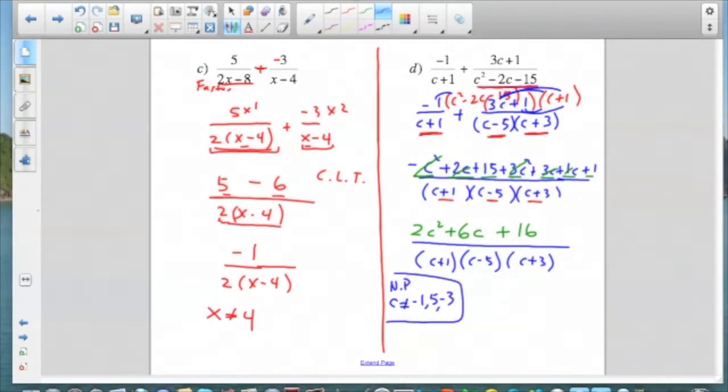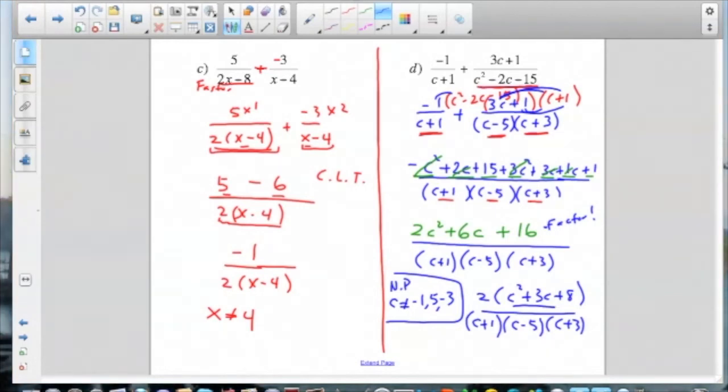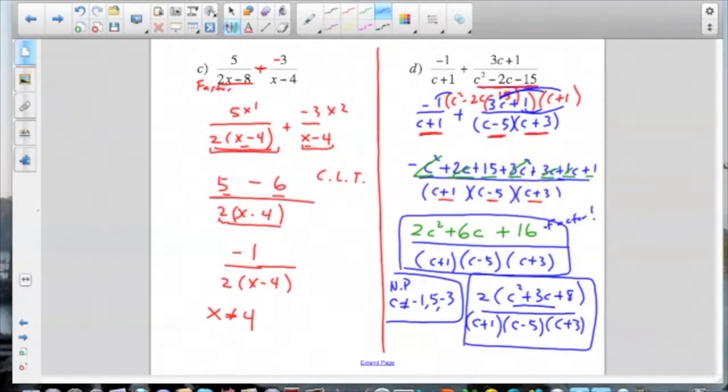Now, I can see that this top can factor. So let's check it out. So 2 is common, all over our common denominator. Now, can this factor again? Well, you look at that, 2 numbers that multiply to 8 and add to 3, there is none. So this is my answer. Or you can leave it like that. Doesn't really matter. Either one is right.